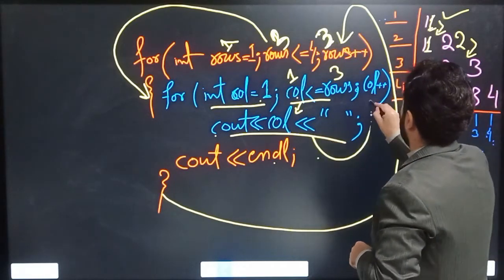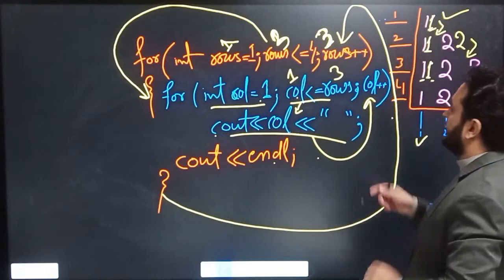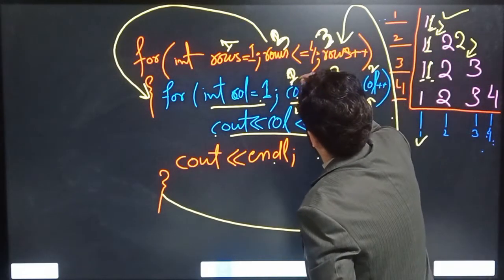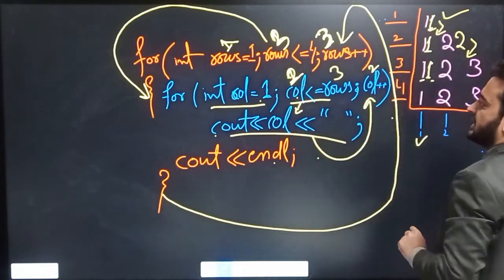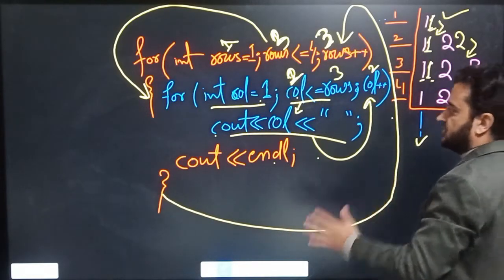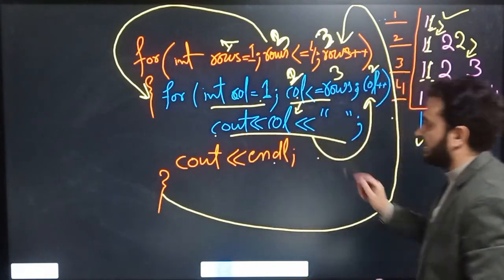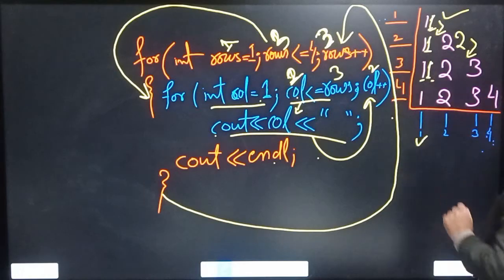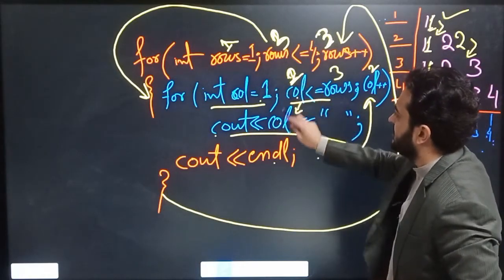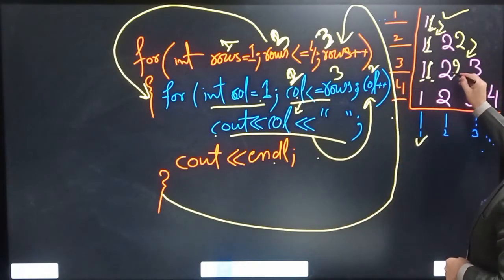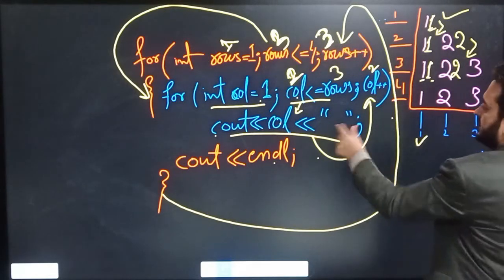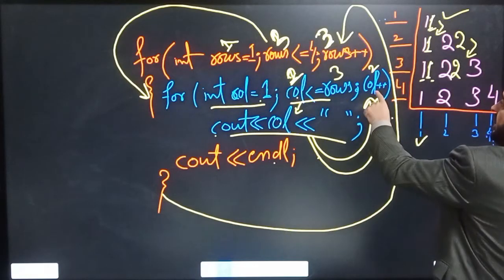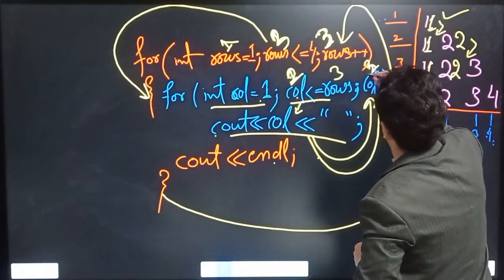Then the execution will come to the column plus plus. So column will be updated from 1 to 2, and then the condition will be checked. 2 is less than or equal to 3. Yes, the condition will become true, and execution will come to the body of the inner loop, and it will print the value of column on the screen. So now the value of column is 2. So we will see 2 on the screen along with the space. Then execution will again come to the column plus plus. Column will update its value to 3.